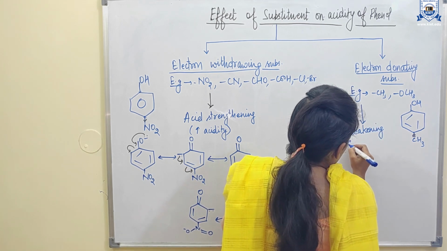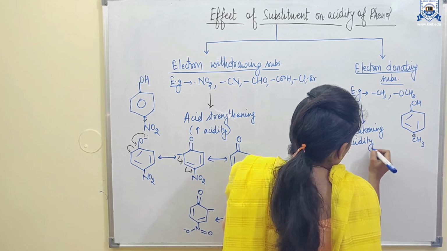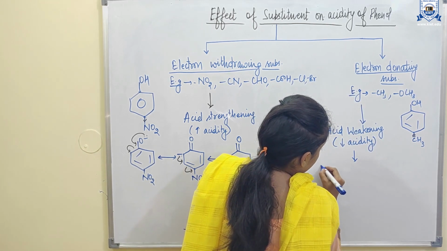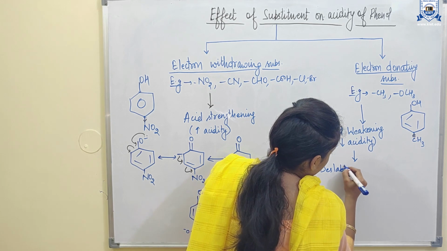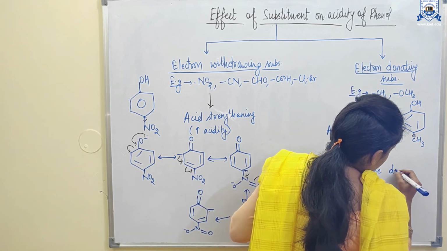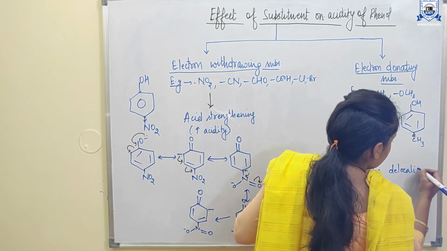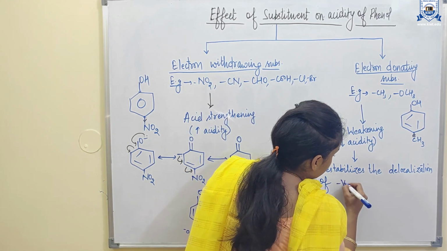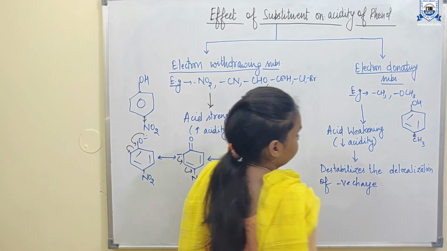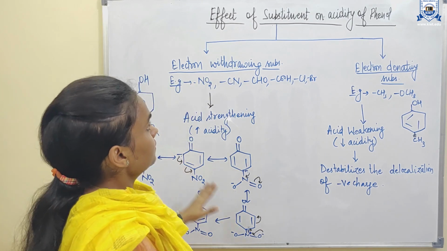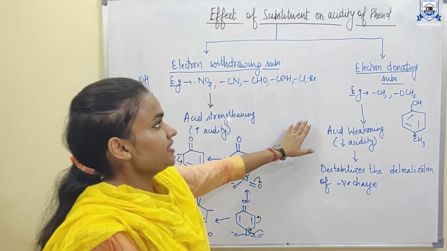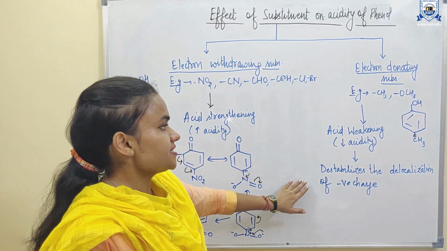They decrease the acidity. Why do they decrease the acidity? Because they destabilize the delocalization of the negative charge. So we can see now the electron withdrawing substituent increases the acidity, while the electron donating substituent decreases the acidity.